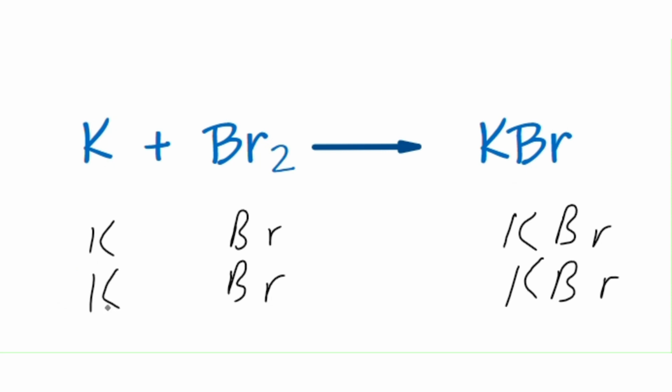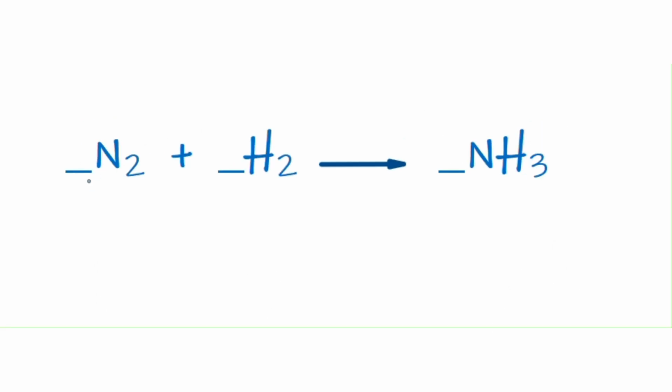Now we've got 2 Ks, so we put an extra K here. That balances, tick, tick, tick. They all balance, so we've added another one, so we have 2 Ks and 2 KBr, and it all balances. So let's try a slightly more complex one.